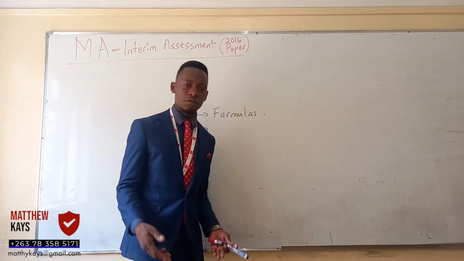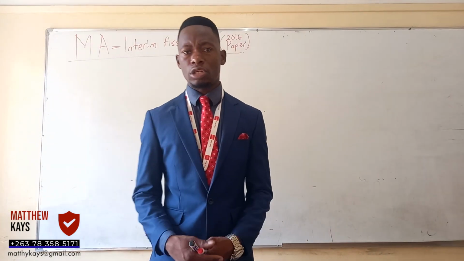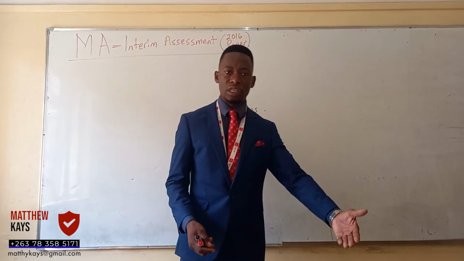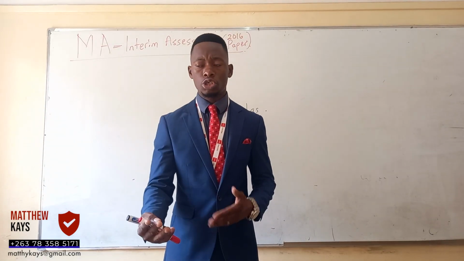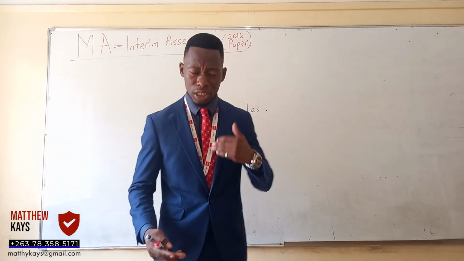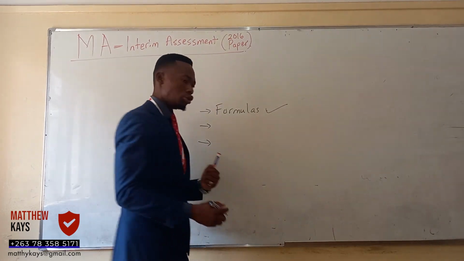How do you calculate over or under absorption? We are doing accounting for overheads. What about marginal and absorption costing? How do you calculate? How do you reconcile? Maybe you are given the profit under marginal costing, and they would want you to calculate the profit under absorption costing. How do you reconcile? You understand? You must know your formulas. So the first thing, know your formulas.